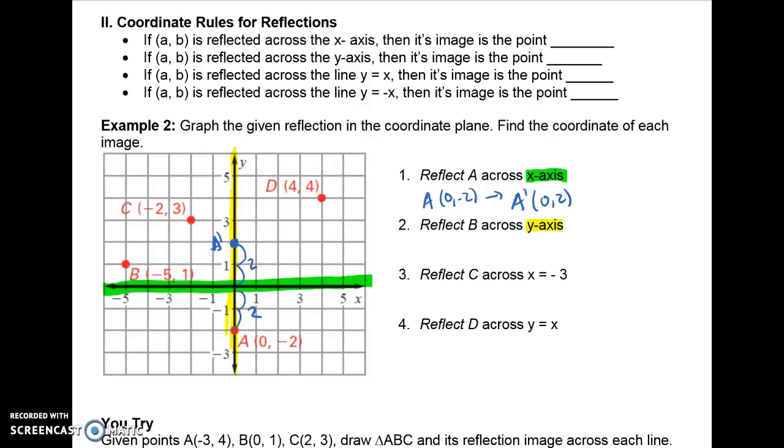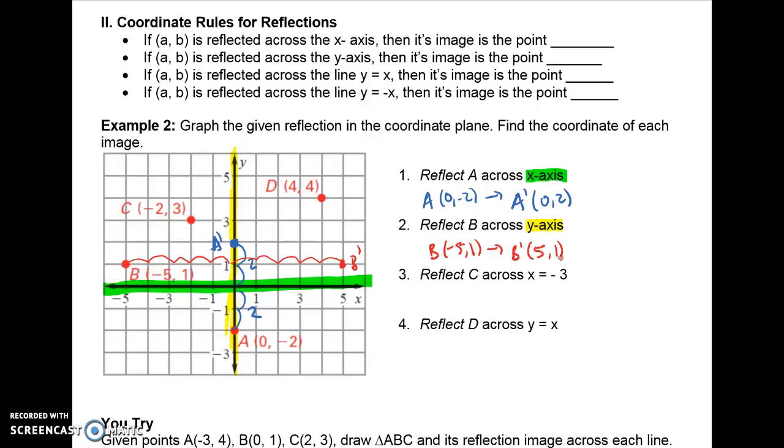So B is 1, 2, 3, 4, 5 spaces away from that yellow line. Now I want to keep going 1, 2, 3, 4, 5 away. And then that becomes the location of B prime. So if B was at -5, 1, B prime is at 5, 1.